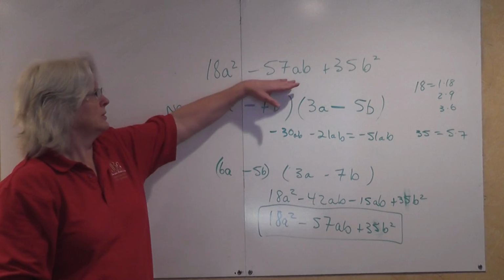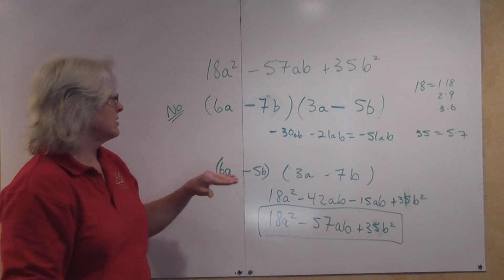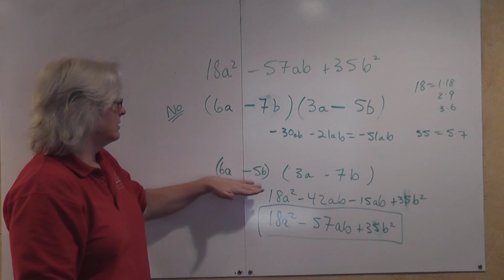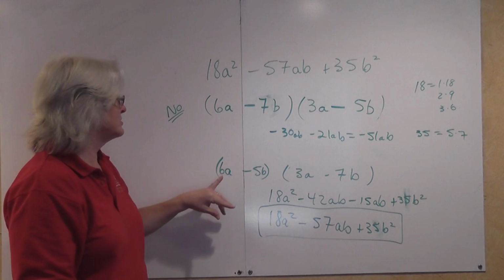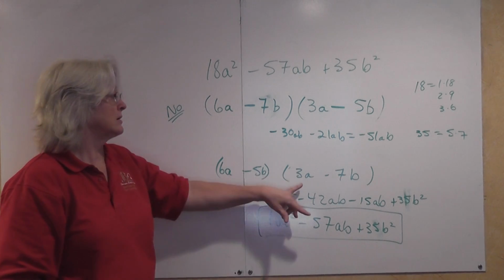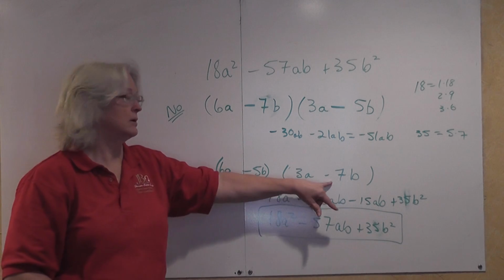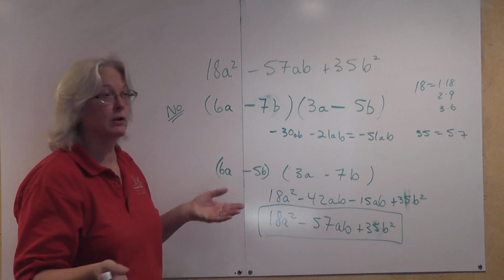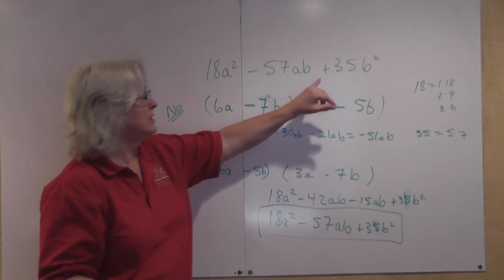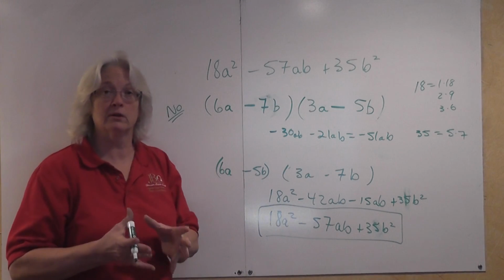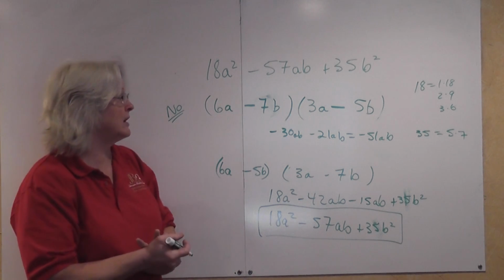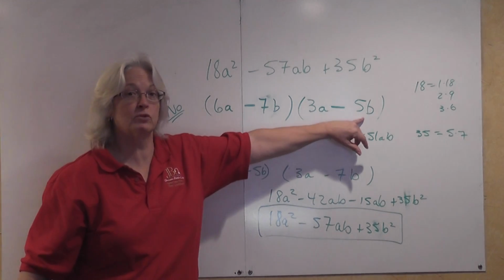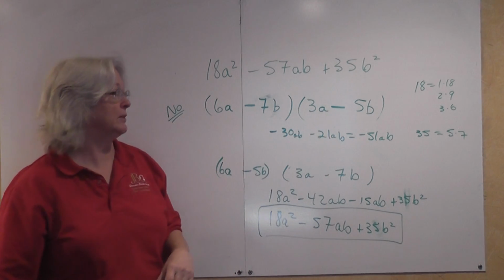This is the trinomial that we're looking for. Therefore, the solution to this problem is the product of the two binomial factors, 6a minus 5b times 3a minus 7b. It takes some trial and error. Be careful with your variables. The only way that this is different from what we did in section 9.5 is, remember, when you're factoring this last term, you're going to have an extra variable in there.